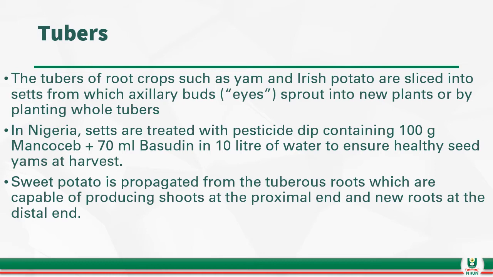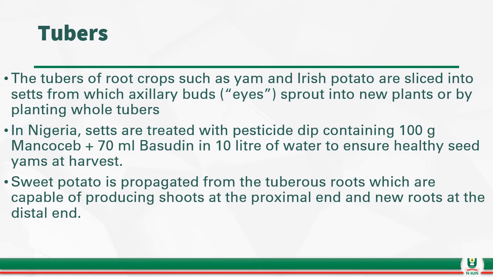And when you split them into sets, you make sure that there are buds on the set that you want to plant. So it's these eyes, these buds that are called eyes that will now sprout into new plants and produce new tubers. In Nigeria here, the sets are treated with pesticide dips, to prevent rotting and to prevent disease attack. What you have to do is that you have to treat those yam sets and you put them inside pesticide that you have mixed with water to ensure healthy seed yams at harvest.